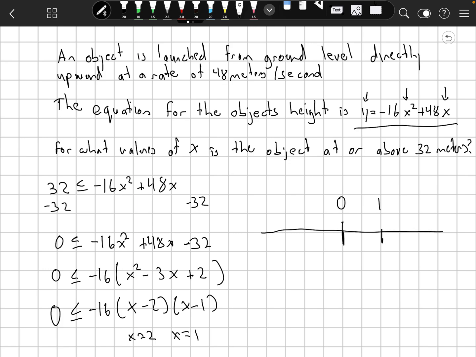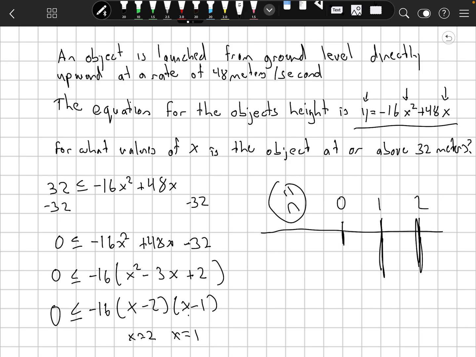Here's a 0, here's 1, here's 2. And here's our boundaries right there and right there. And let's just plug in 0 and see what happens. So when x is 0, we have negative 2 times negative 1. That's positive 2 times negative 16 would be negative 32. Well, negative 32 is not bigger than 0, so that doesn't work.